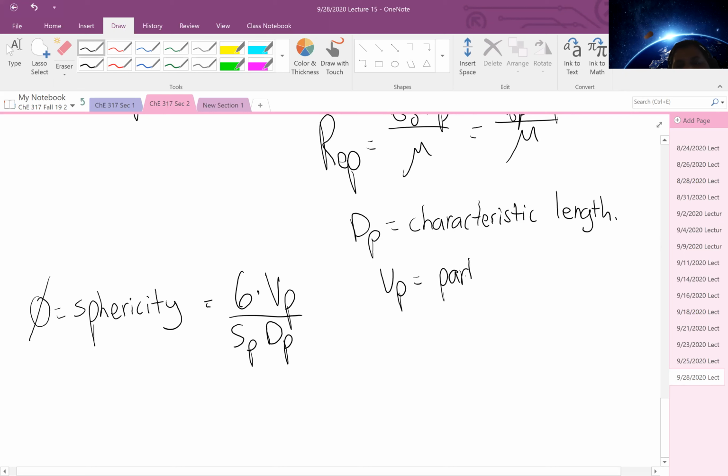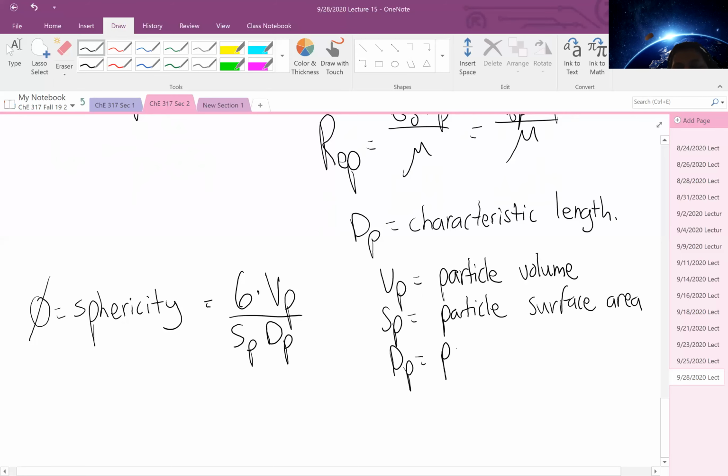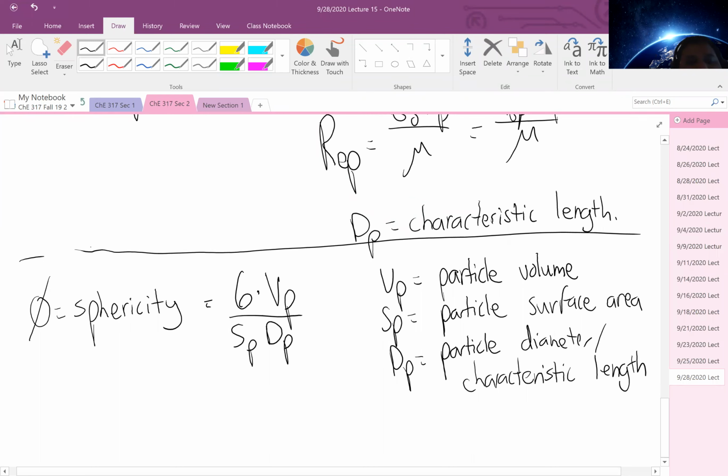So I'll say V_p is particle volume, S_p is particle surface area, and D_p is particle diameter, that characteristic length. Here I'll draw a line to differentiate these two discussions, even though they're related.